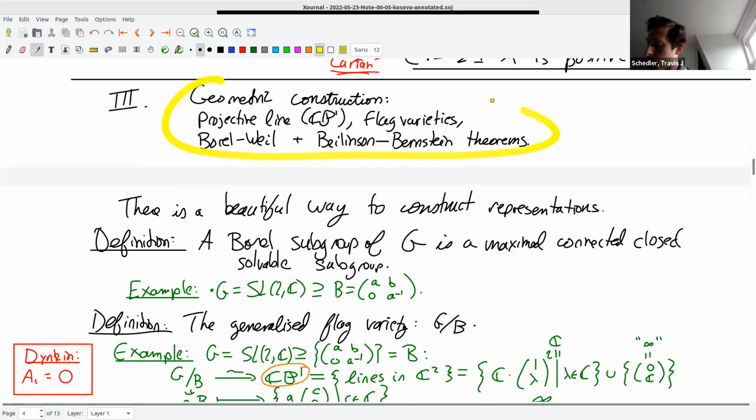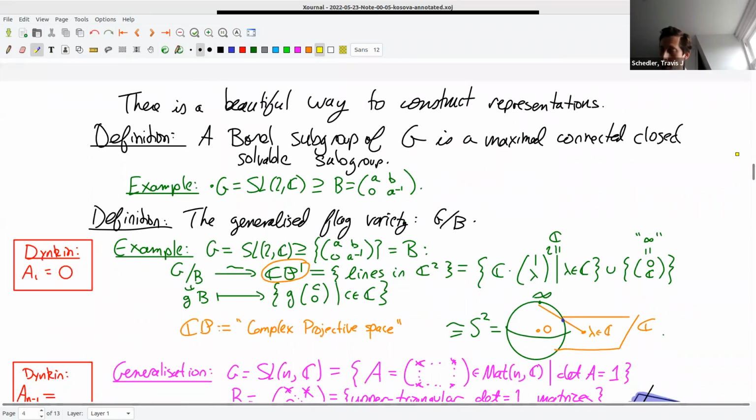All right, so let's do some geometry now. So that was sort of what Lie groups and Lie algebras are. Now we're going to get back to those things again, but let's talk a little bit about geometry. So there's a beautiful way to construct representations of these. Representations meaning actions on vector spaces. So as I said before, these are the things that are called linear actions of G on a vector space. So we could think of it as G cross V going to V, a linear action.